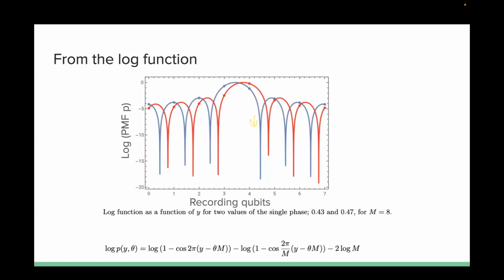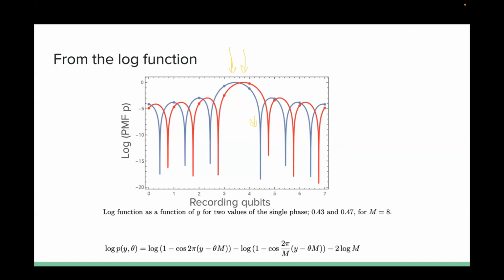Of course, as in the previous slides, if we have two different phases to estimate, the accuracy will be according to the histogram that is represented here by the points obtained from the circuit. So basically, the accuracy is according to the height of the different histogram of the recording qubits we have.